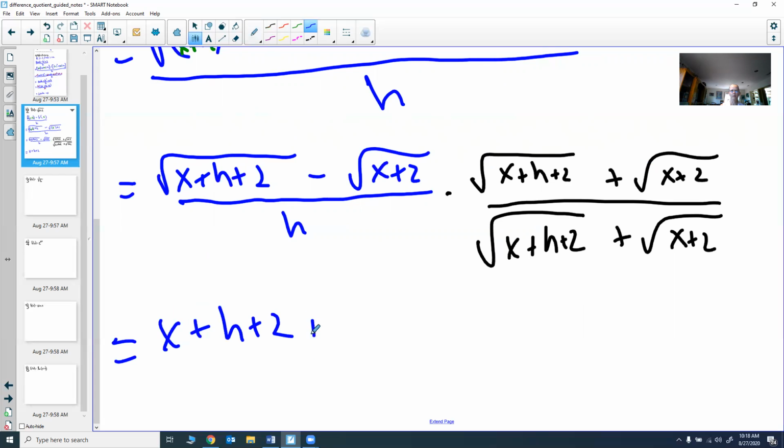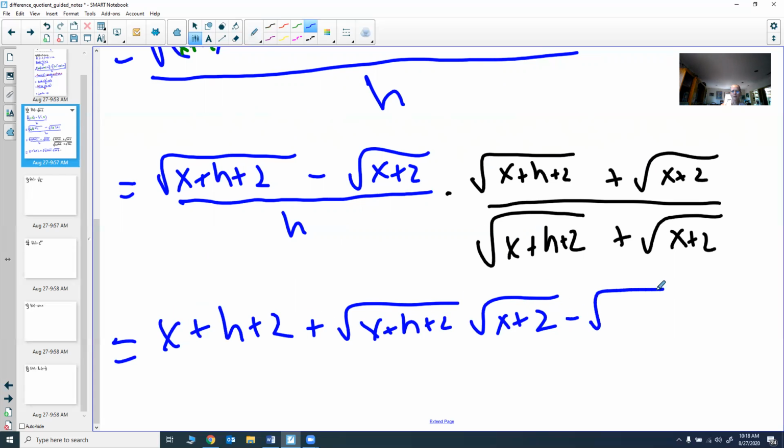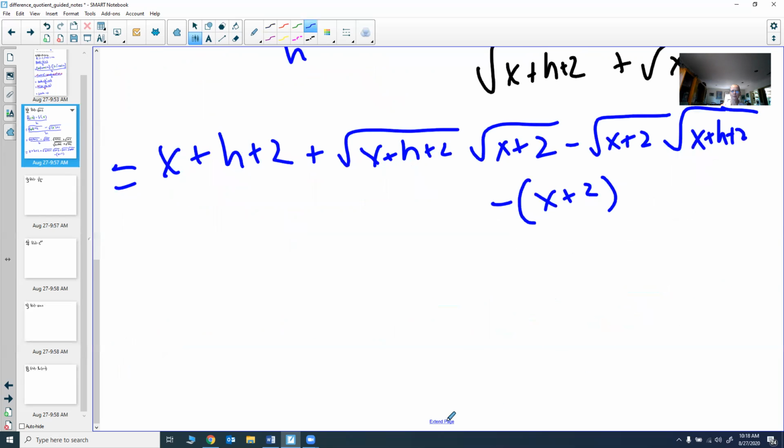And I'm just going to go ahead and write that as the square root of x plus h plus 2 times the square root of x plus 2 and not actually multiply it out together. Then I'm going to have a minus the same thing, square root of x plus 2 times the square root of x plus h plus 2. And then my last one is going to be minus square root of x plus 2 times the square root of x plus 2, which is just x plus 2. I put it in parentheses because I have to remind myself it's minus.